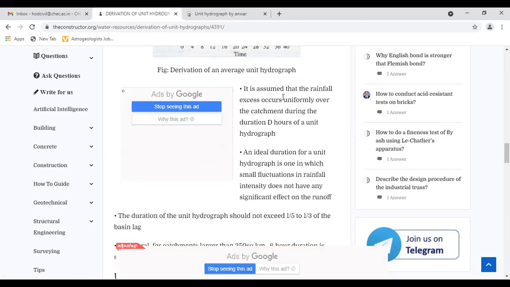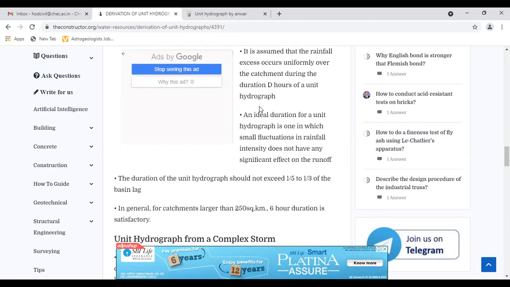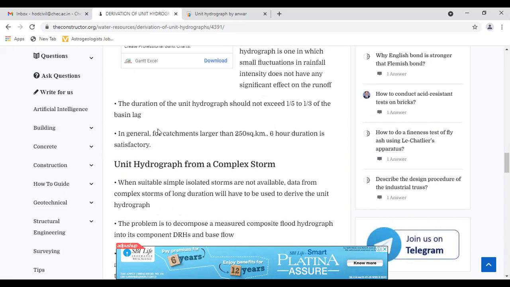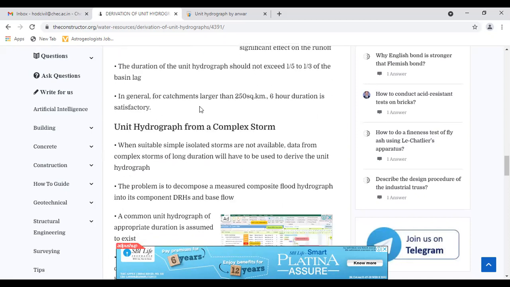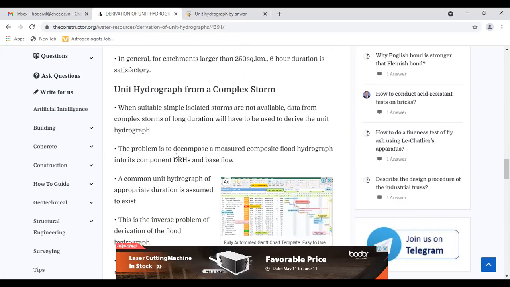It is assumed that the rainfall excess occurs uniformly over the catchment during the duration D hours of the unit hydrograph. An ideal duration for a unit hydrograph is one in which small fluctuations in rainfall intensity do not have any significant effect on the runoff. The duration of the unit hydrograph should not exceed 1/5 to 1/3 of the basin lag. In general, for catchments larger than 250 square kilometers, 6-hour duration is satisfactory.